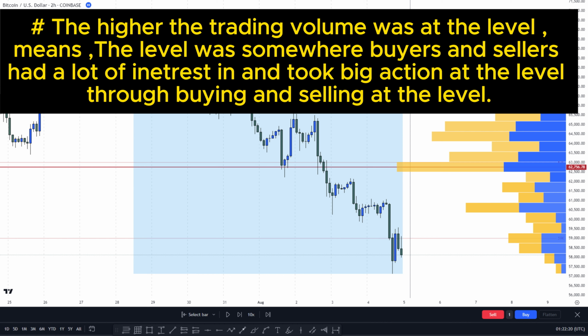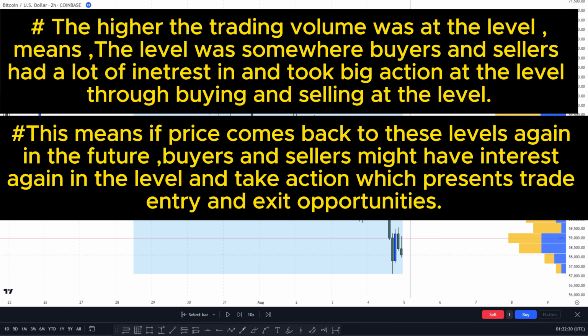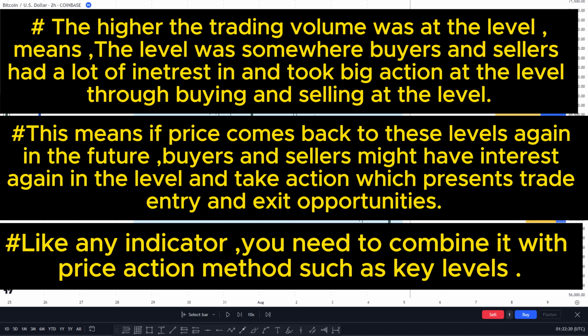Second point, this means if price comes back to these levels again in the future, buyers and sellers might have interest again in the level and take action, which presents trade entry and exit opportunities. Like any other indicator, you need to combine it with a price action method such as key levels.